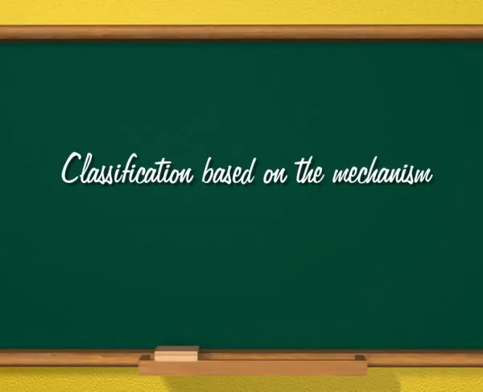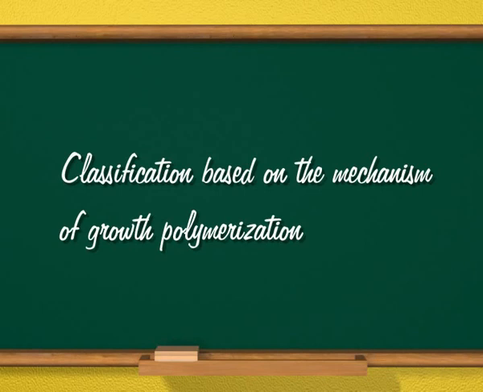Let us now discuss classification based on the mechanism of growth polymerization. Nowadays, polymers are also classified on the basis of the type of mechanism involved during the growth of the polymerization chain. On this basis, addition polymers are also called chain growth polymers, since they are formed by repeated addition of monomer molecules to the growing chain carrying a reactive intermediate such as a free radical, carbocation or a carbanion.